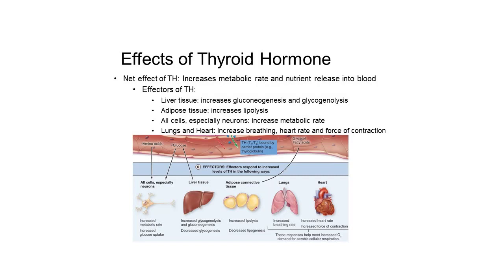When you increase breathing, what are you putting into the blood? Oxygen. You're increasing heart rate. You're moving more blood, the stronger contraction of the heart. Metabolism and getting your body to work. That's what thyroid hormone does. And when you jack up the thyroid hormone, you got problems.